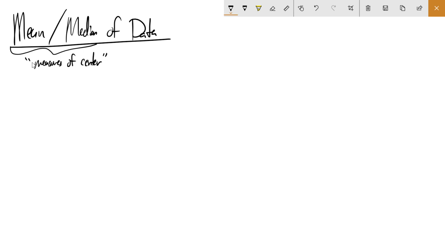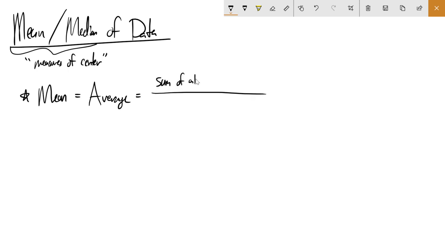Okay. I'm guessing you've probably calculated means or medians at some point in your life. So the mean is just another name for what? It's another name for the average. Okay. And to calculate an average, what do you do? You just add up all of the numbers, right? And then you divide by how many?